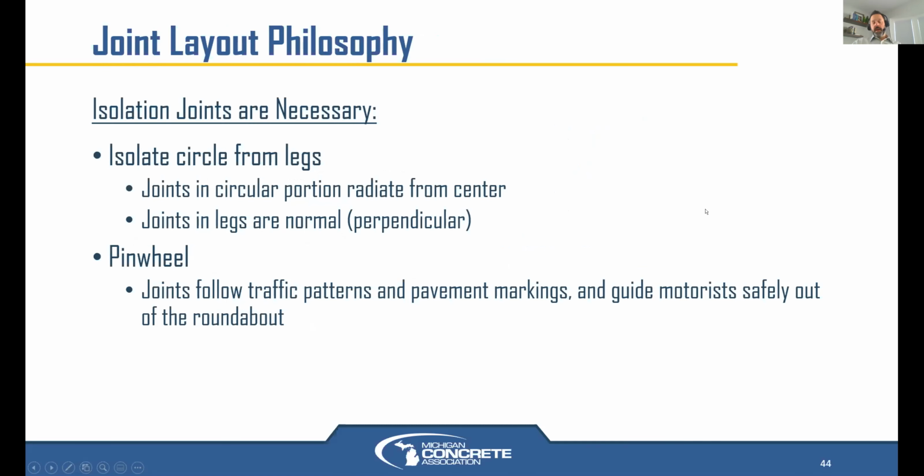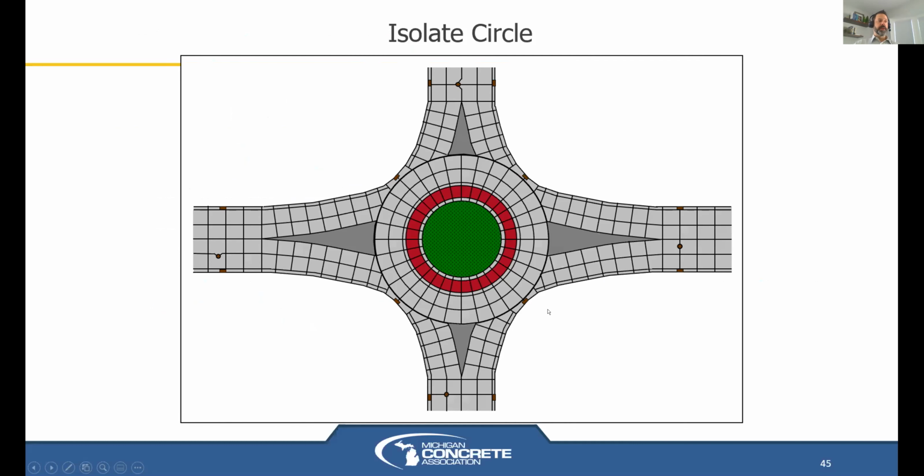So number 1, isolation joints, expansion joints. Just like in a regular intersection, you do want some accommodation for that expansion or difference in joint patterns that can occur. Two main options here: isolating the circle from the legs at some point, or doing the pinwheel option and moving your isolation joints out to essentially beyond the splitter islands. And most agencies have gravitated to the pinwheel option because they like it.